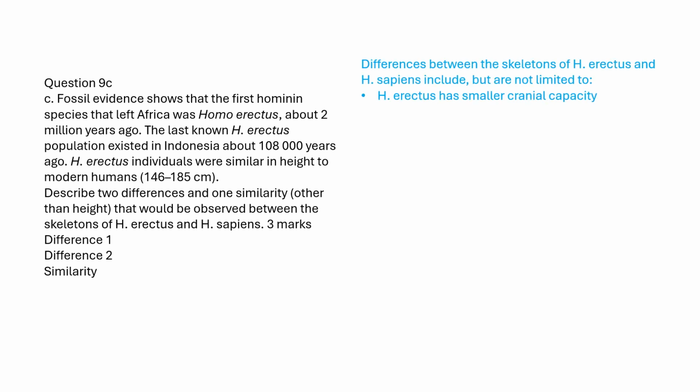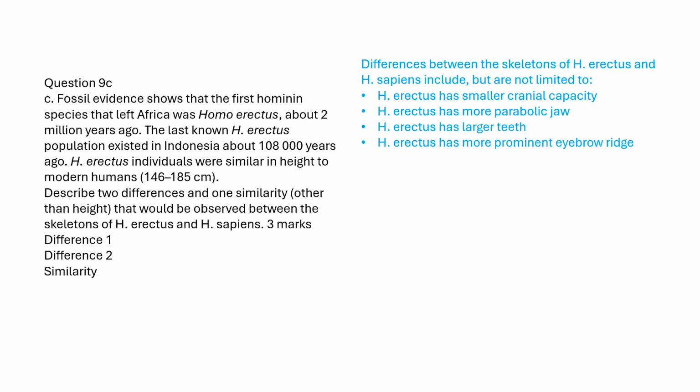Differences between the skeletons of H. erectus and H. sapiens include, but are not limited to: H. erectus has a smaller cranial capacity. H. erectus has more parabolic jaw. H. erectus has larger teeth. H. erectus has a more prominent eyebrow ridge. H. erectus has a smaller angle or slant between leg bones.